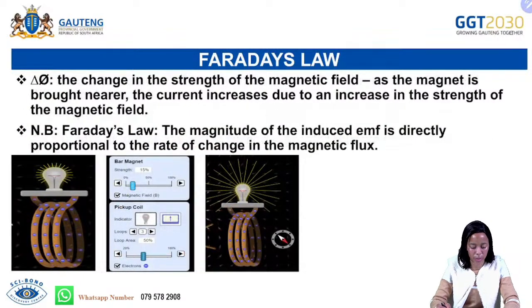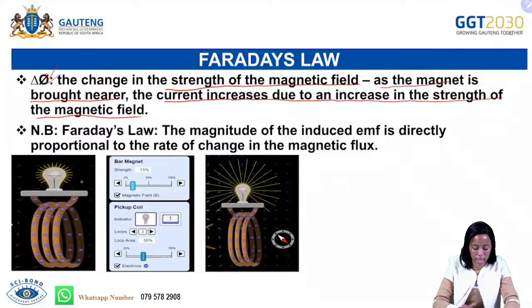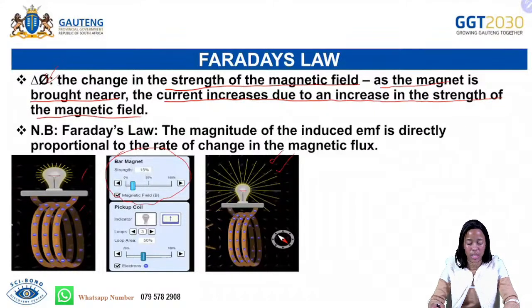Next we have change in phi, which is the change in the strength of the magnetic field. It says as the magnet is brought nearer, this one represents the strength of the magnet. Then it says the current increases due to an increase in the strength of the magnet. So change in phi is directly proportional to the EMF, according to our formula. If you use a PhET simulation, you will see that this one here represents the current strength, or the change in phi.